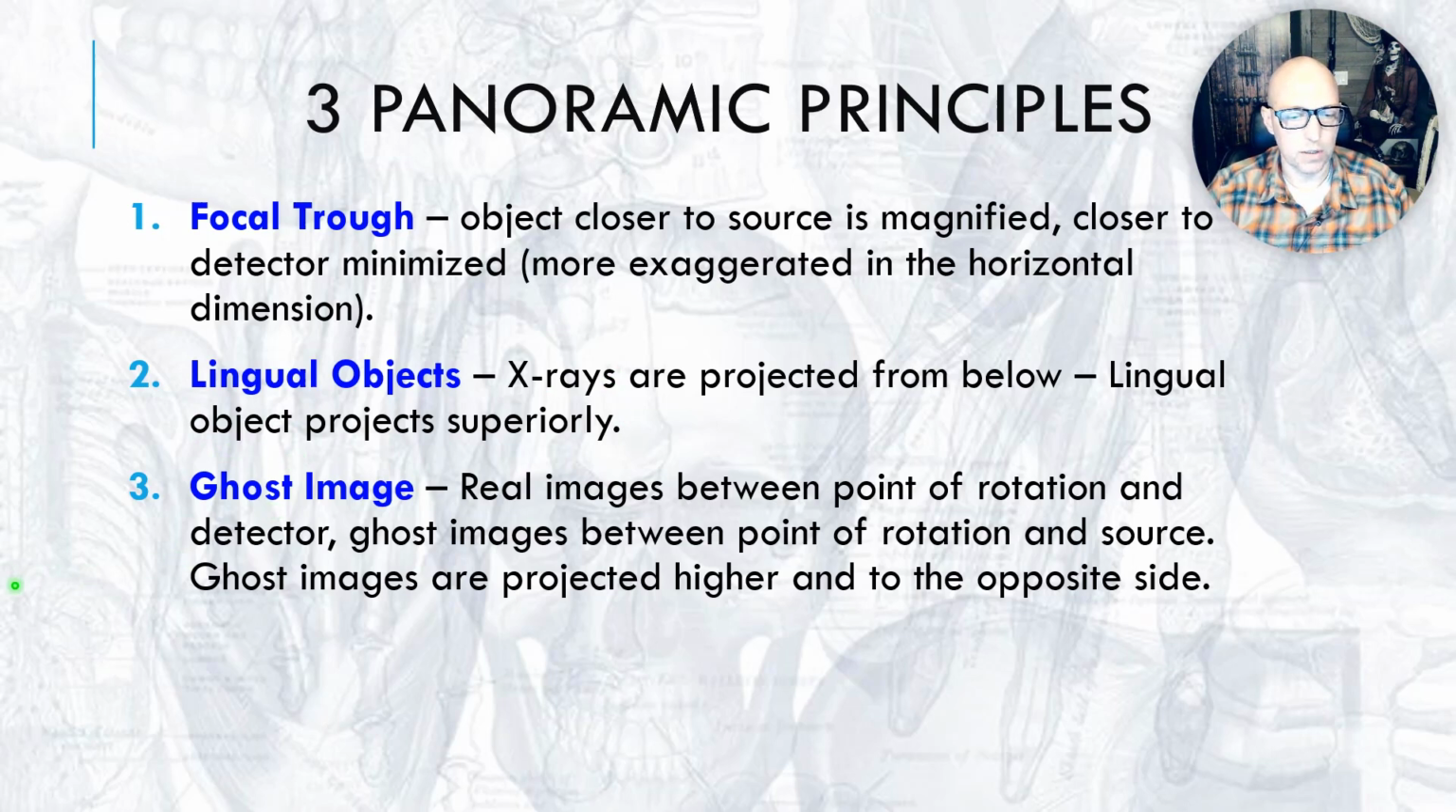Third principle will be ghost image. Hopefully you understand ghost image. Real image is an image that's taken between the point of rotation and the sensor plate. And a ghost image is just the opposite of that. And so on the other side of the point of rotation, between the point of rotation and the X-ray source, if there's something in that area, that projects a ghost image onto the other side. So it's projected on the other side, it's projected higher.